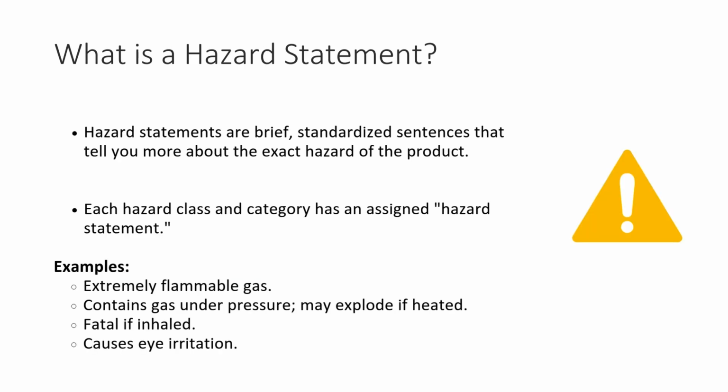Another element is a hazard statement. Hazard statements are brief, standardized sentences that tell you more about the exact hazard of the product. Each hazard class and category has an assigned hazard statement. Examples include: extremely flammable gas, contains gas under pressure, may explode if heated, fatal if inhaled, causes eye irritation.